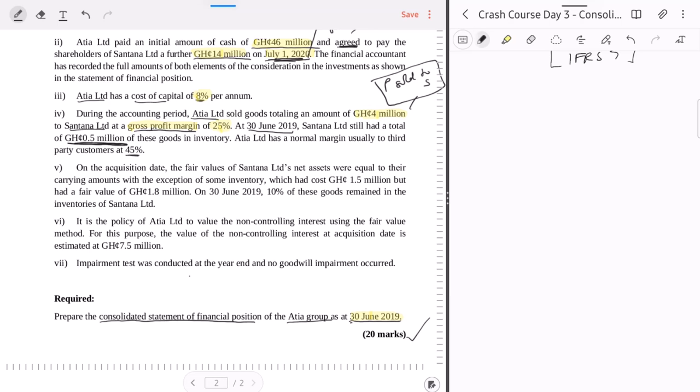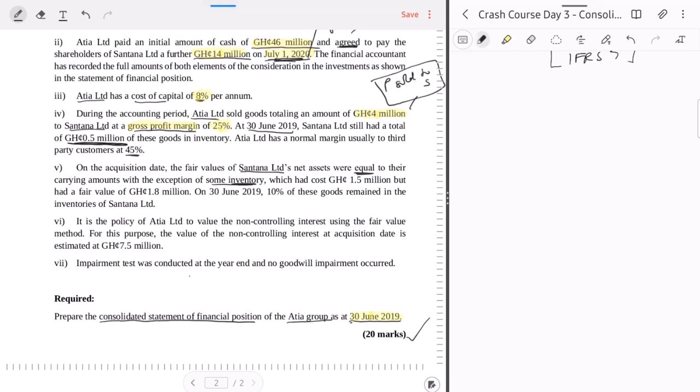Next note, which is very common. It appears in lots of group questions. On the acquisition date, the fair values of Santana Limited, that is a subsidiary, their net assets were equal to their carrying amount. So with the exception of this particular asset here, what they are saying is, with the exception of some inventory, all their other assets approximate their fair value. It means, realistically, they are carrying all their assets at fair value, so there's no need to do a fair value adjustment, right? But they are saying that some inventory is not fair valued.